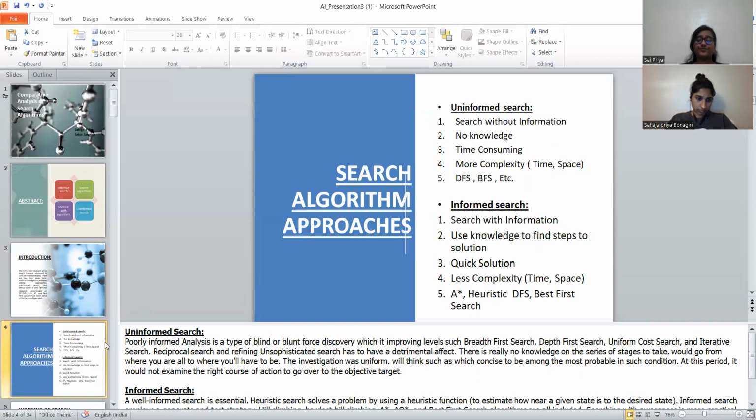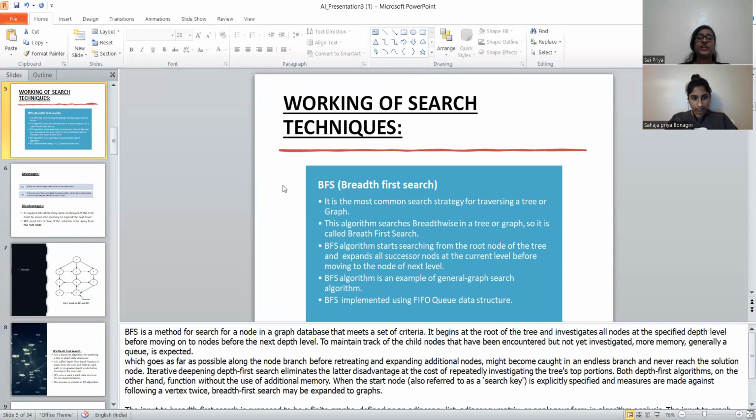And coming to the next slide, working of such search techniques. These are classified into breadth first search, depth first search and uniform cost search. Breadth first search is the most common search strategy. This algorithm goes node to node, and BFS checks every node at every level. BFS is a general graph search. It's using a FIFO queue data structure. FIFO means first in first out technique. It's mostly used in first come first serve, data structure based.